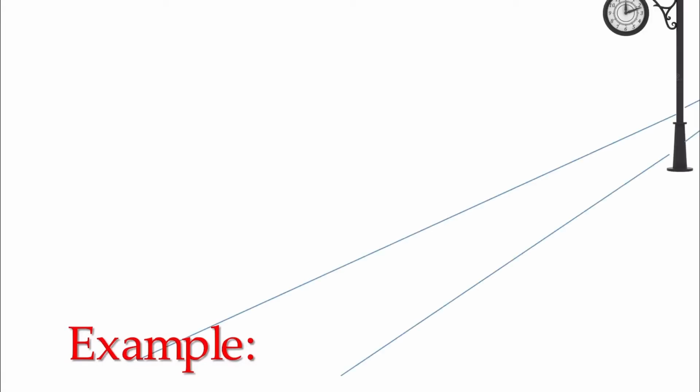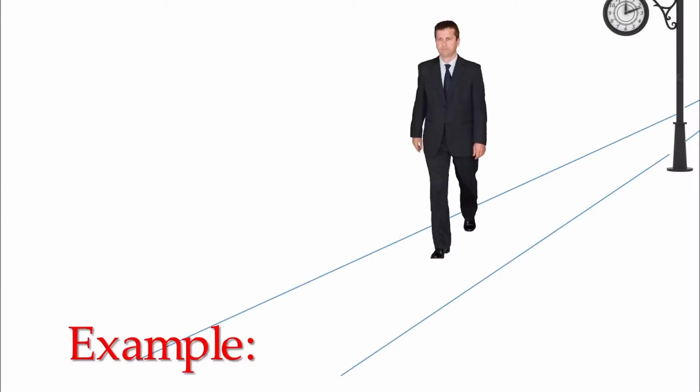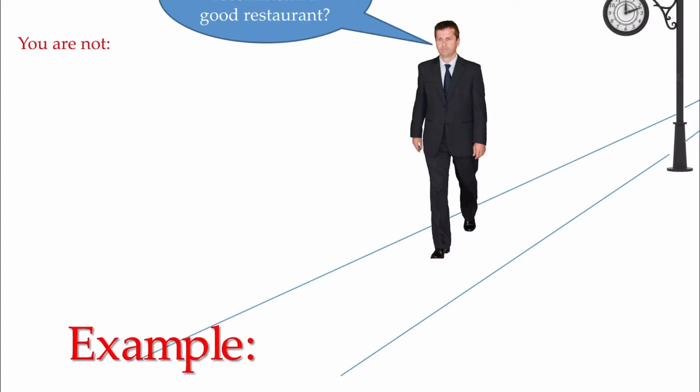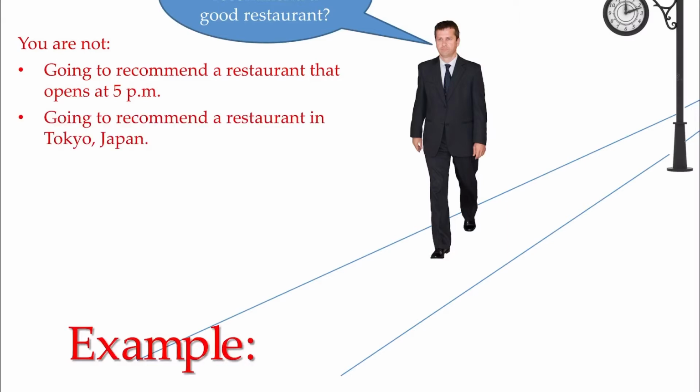Well, here's one example of a language doing this in action. Okay, so suppose you're walking down College Avenue. I know it reminds us of simpler times, but suppose you're walking down College Avenue when someone walks up to you and says, "Can you recommend a good restaurant?" Well, if someone asks you this, you are not going to recommend a restaurant that opens at 5 p.m. when it's 10 after 12, nor are you going to recommend a restaurant in Tokyo, Japan.